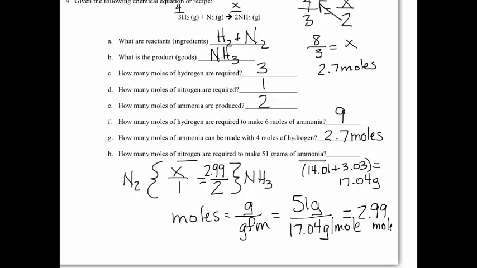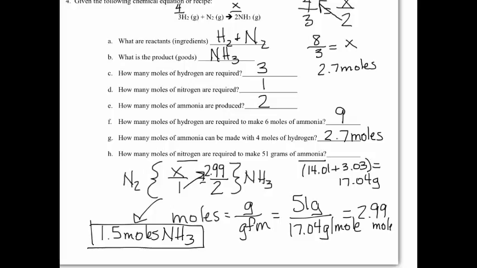And now we're going to solve this equation. Again, you don't have to cross multiply everything, and I'm not going to. I'm just going to cross multiply the 1 times the 2.99, which you don't really need to do, but 2.99 then divided by 2 is going to give me, I'm going to write this over here, 1.5, I rounded, moles. And that's moles of ammonia. And that's our answer. That's the hardest kind of question you could possibly be asked.